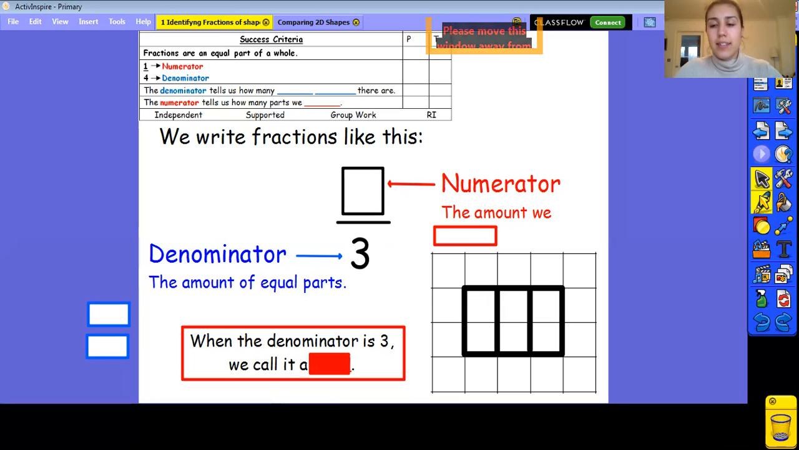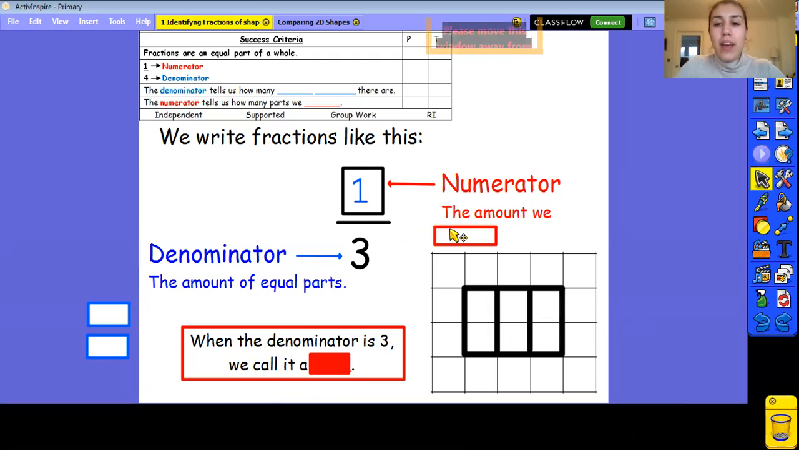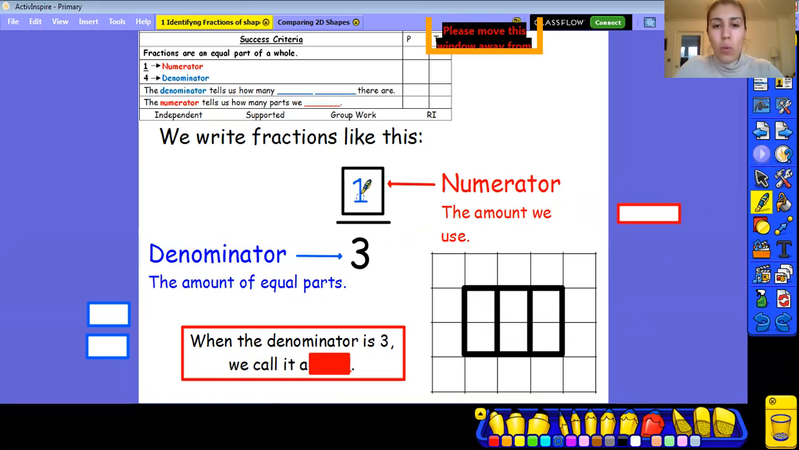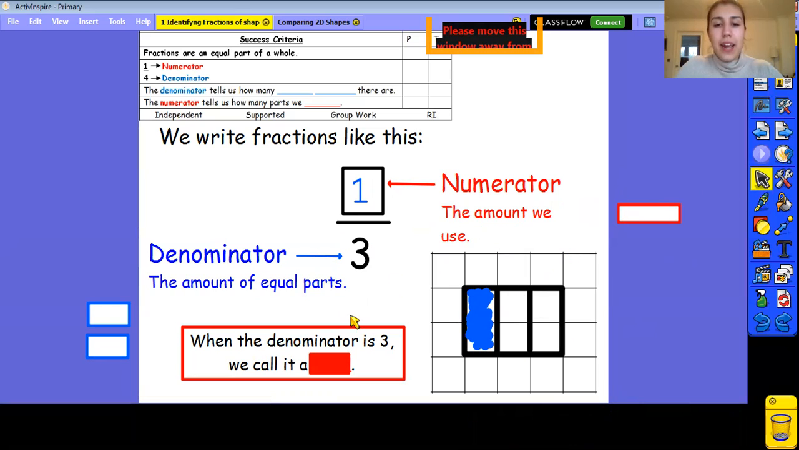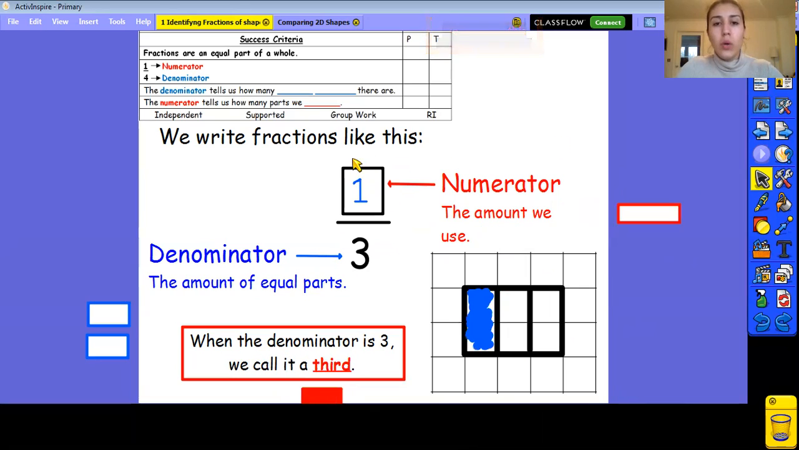Now the numerator, let's say my numerator is 1 again. That means the amount that we have. Well done. It's the amount that we have, the amount that we use, the amount that is shaded. So that means 1 of my 3 parts has to be shaded. There you go. Now, when the denominator is 3, we call it a third. So just like here, we would say 1/2. We would say 1/3 of this shape is shaded.